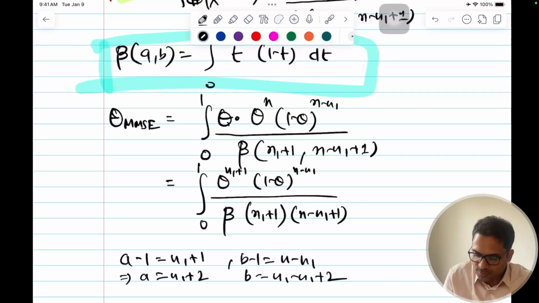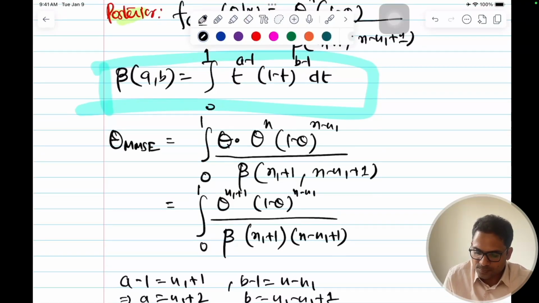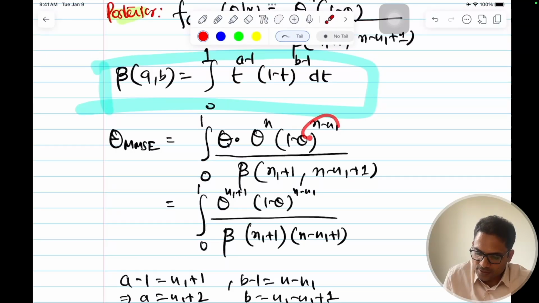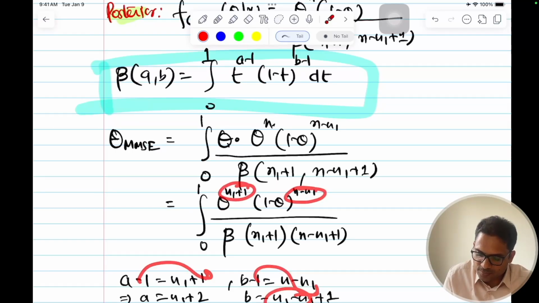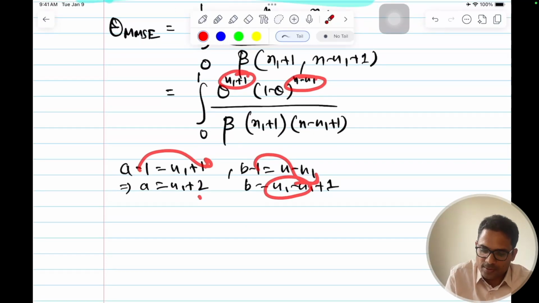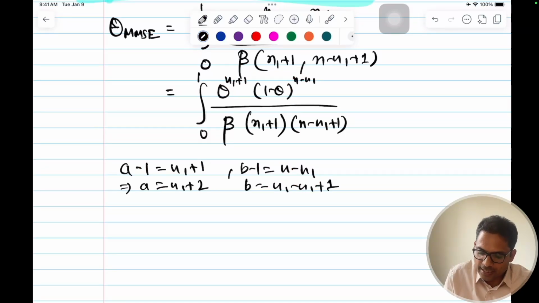Sorry, n minus n1 plus 1 is not there. This is only 1, right? So I have to compare to only this. Here n1 plus 1 is there, and here n minus n1 is there. So n minus n1, this one will come here, and then this 1 plus 1 came here, 2. So what will be my beta distribution corresponding to this? a is n1 plus 2 and b is n minus n1 plus 2.